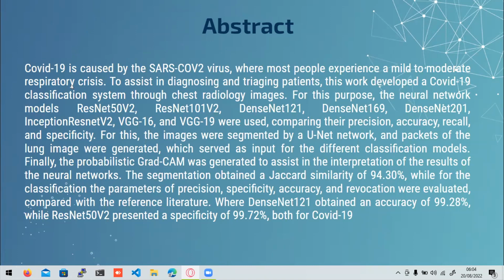While for the classification, the models' precision, specificity, accuracy, and recall were evaluated and compared with the reference method, where DenseNet 121 obtained an accuracy of 99.28%, while ResNet 152 presents a specificity of 99.72% for COVID-19.